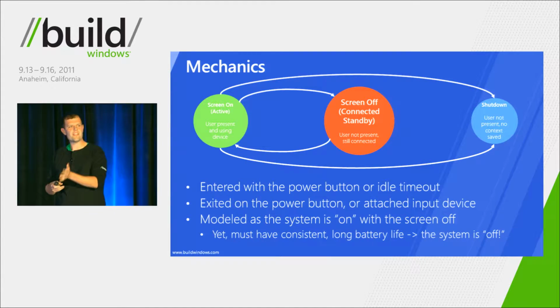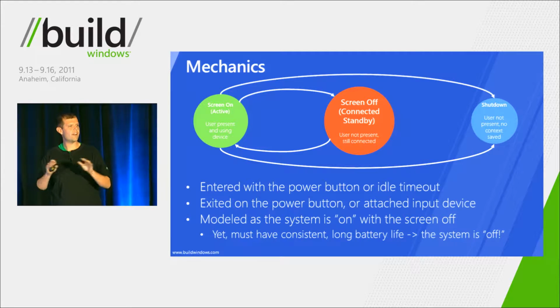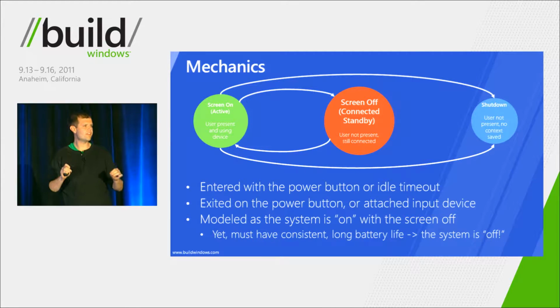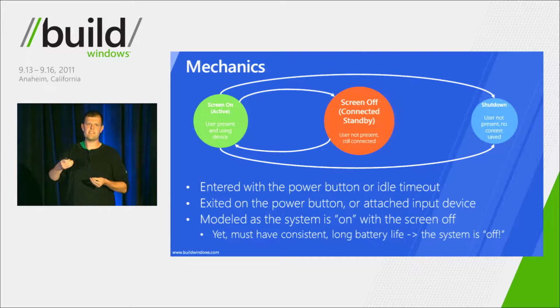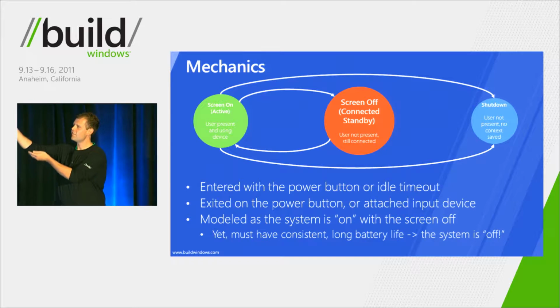Then there's a shutdown state. 0 watt, context lost, no state saving, the machine is completely shut down. The middle state, the one we're going to talk about the most, is connected standby. And my opinion is that for a machine capable of connected standby, that will be its predominant default off state.